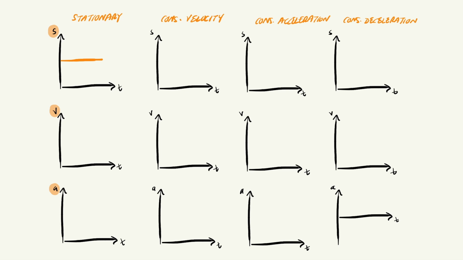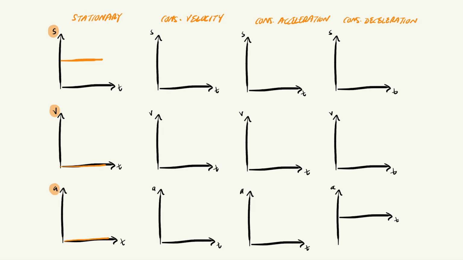So the velocity time graph looks like this. And since a stationary object has no velocity at all, there's certainly no change in velocity. So there's no acceleration either. The acceleration time graph looks the same way.